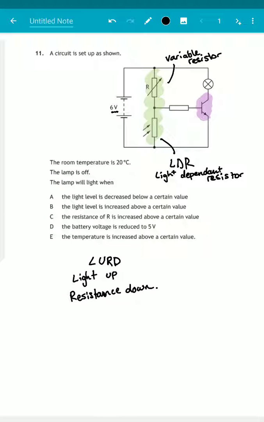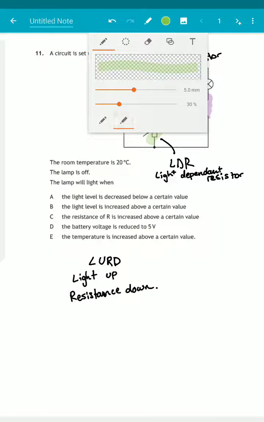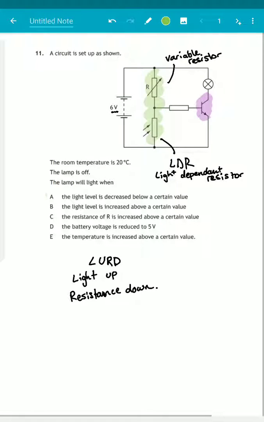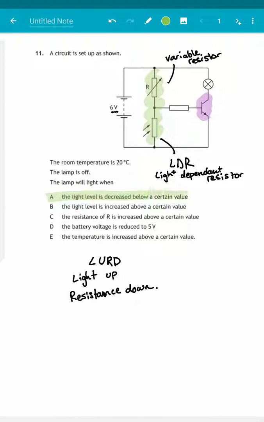So therefore, in order for this lamp to be turned on by this transistor, the voltage in the LDR must go up, which means its resistance has to go up. So that means if the light level in the room goes down, the resistance of the LDR will go up, which will switch on the transistor and switch on the lamp. So therefore, our answer is A.